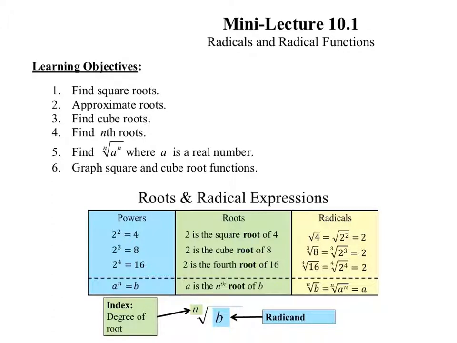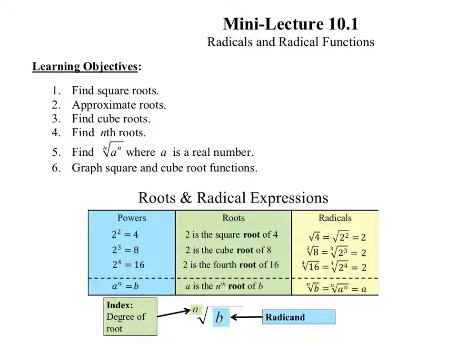Just a quick review, radicals and roots. We have powers, such as 2 to the second power is 4, 2 to the third power is 8, 2 to the fourth power is 16, and so on. So a to the nth power is b. And these powers do relate to square roots and nth roots and so on. So in terms of the roots, 2 is a square root of 4, 2 is a cube root of 8, 2 is the fourth root of 16, and a is the nth root of b.